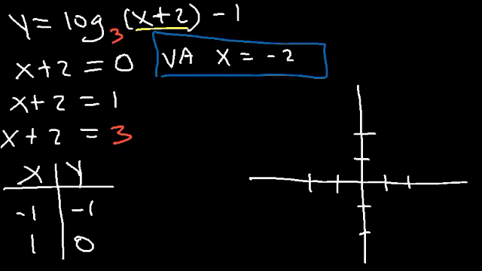So now let's plot the vertical asymptote, which is at negative 2. And let's plot the 2 points. The first one is negative 1, negative 1. And the second point is 1, 0, which is an x-intercept. So always start the graph from the vertical asymptote and follow the 2 points.